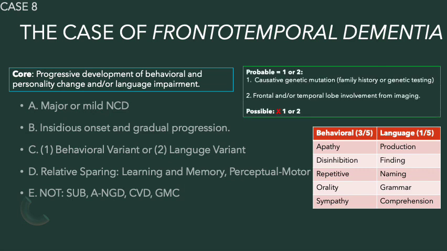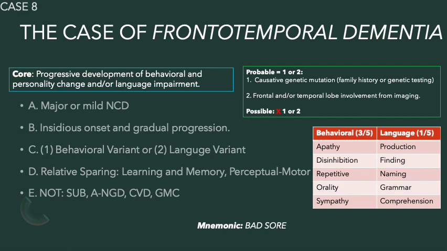In order to have probable frontotemporal dementia, at least 1 of the following 2 is present. Number 1, there's a causative genetic mutation. This can be suggested by family history or genetic testing. Or 2, there's frontal and/or temporal lobe involvement from imaging. For diagnosis of possible frontotemporal dementia, neither 1 or 2 are present.